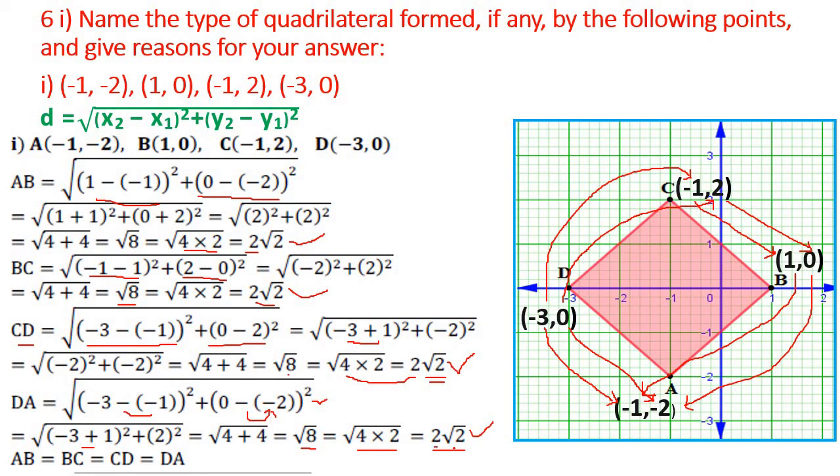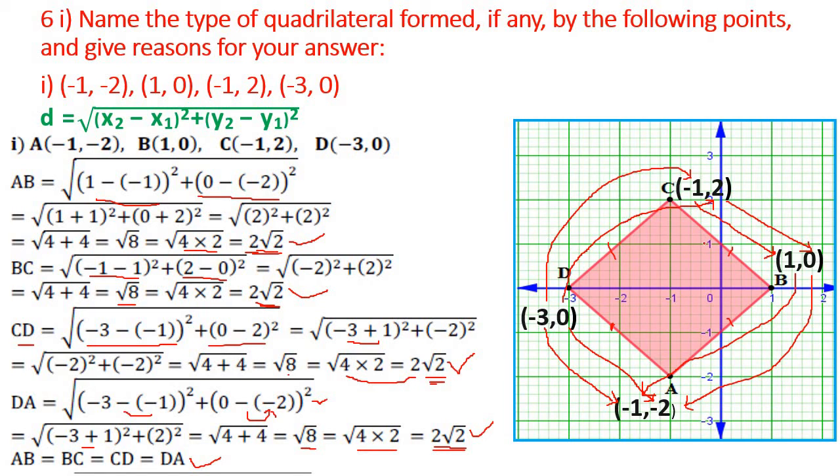If you observe the length of DA, the length of CD, the length of BC, and the length of AB, all are equal. So we can write AB is equal to BC is equal to CD is equal to DA. All sides are equal.